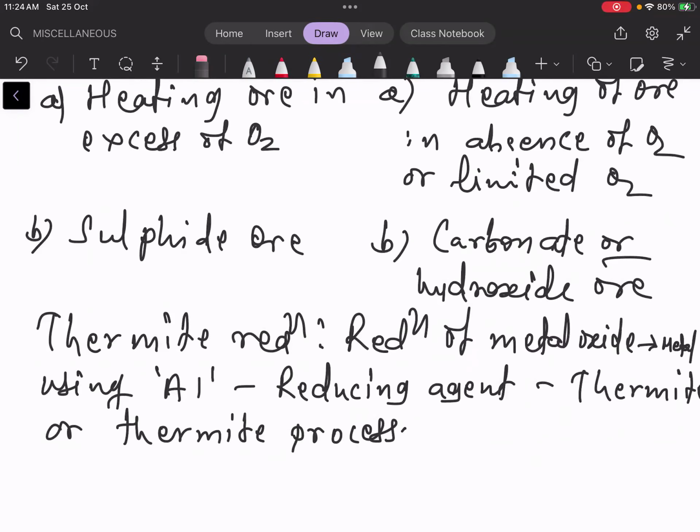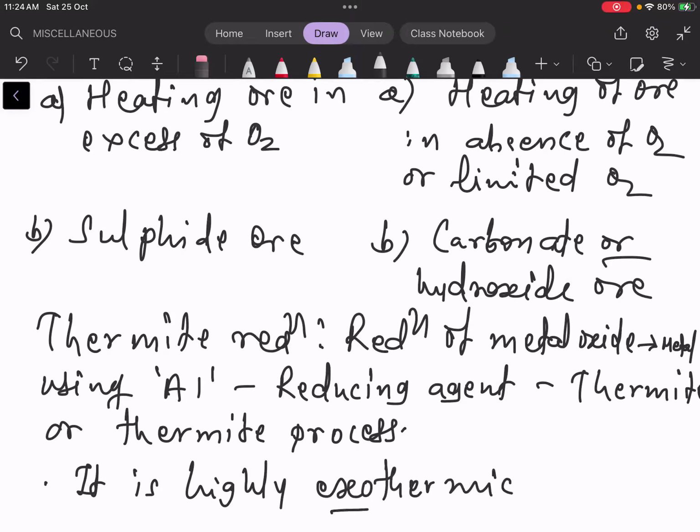So this thermite process is highly exothermic. Exo means out. Thermo means heat. So it is a process in which heat is given out.